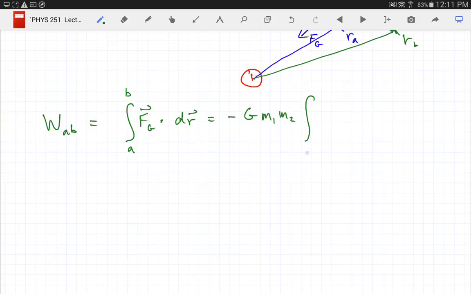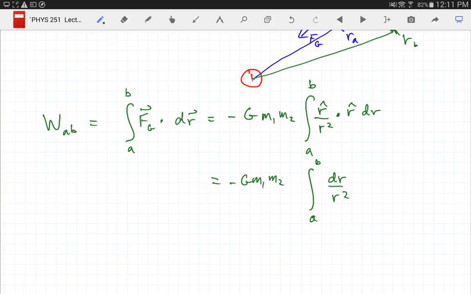Keep the constant things outside the integral. So there I've taken everything constant and put it outside the integral. I have the stuff inside the integral that's not constant. Well, what's r hat dot r hat? 1. So this is just equal to minus G m1 m2 integral from a to b of dr over r squared.